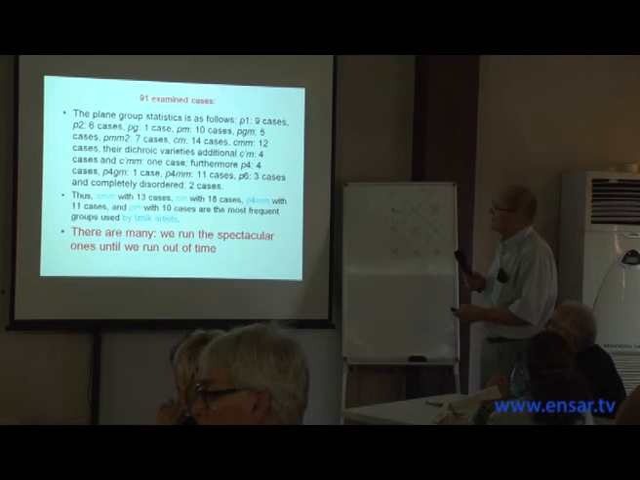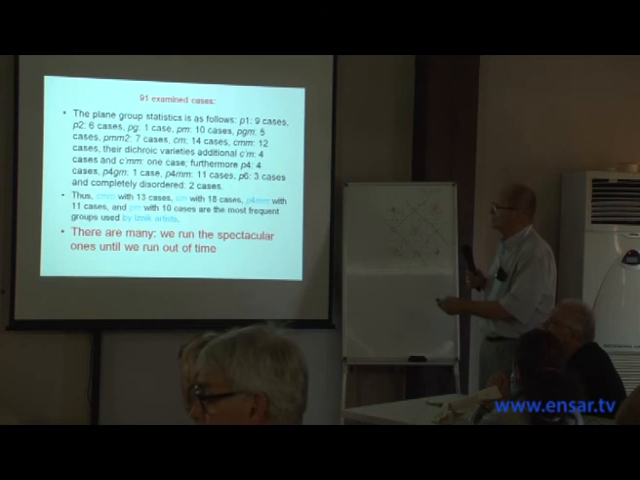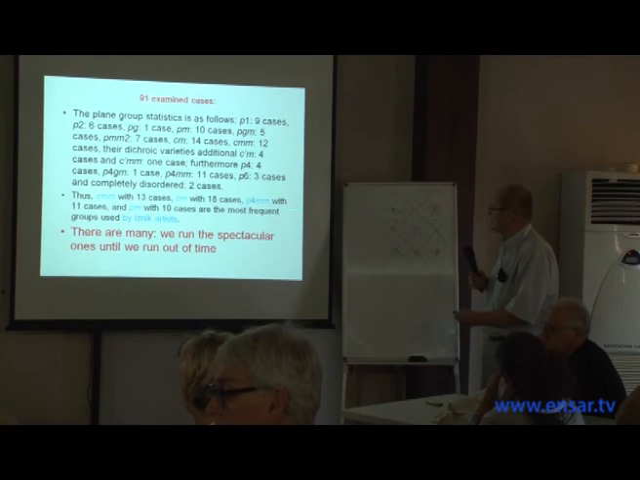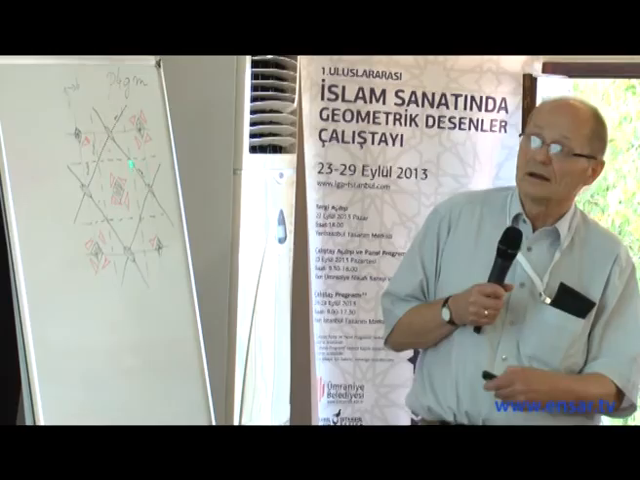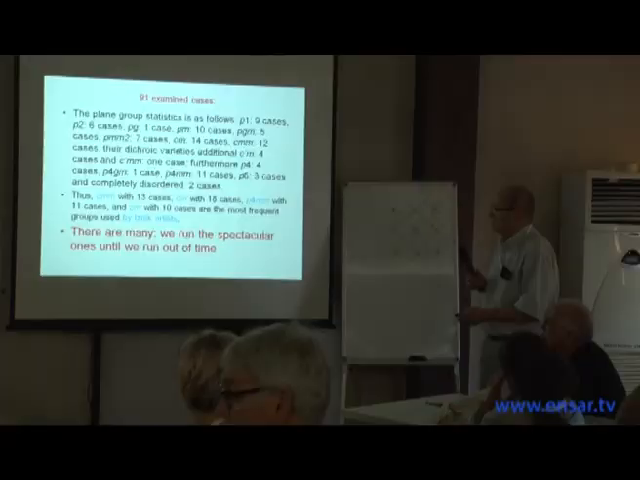I will come with the conclusion at first. So there is a very limited number of space groups which are frequent. These are all, but it is CM, MCM, this, and this. For example, this is very rare with glide plane, just one case. So we just run it.